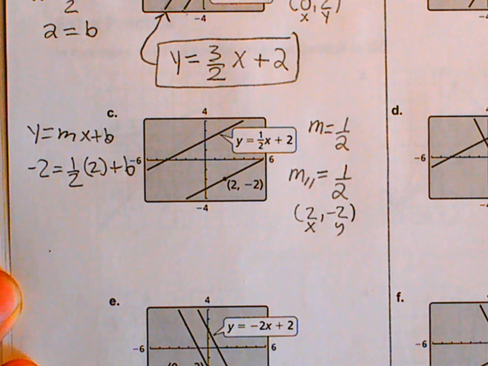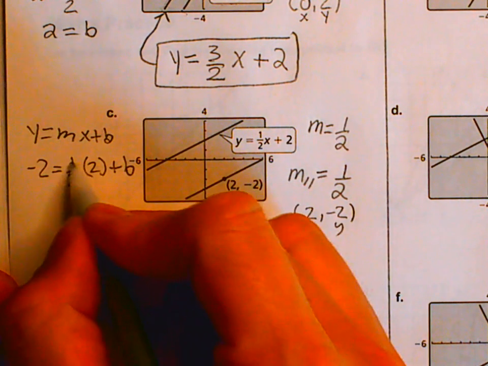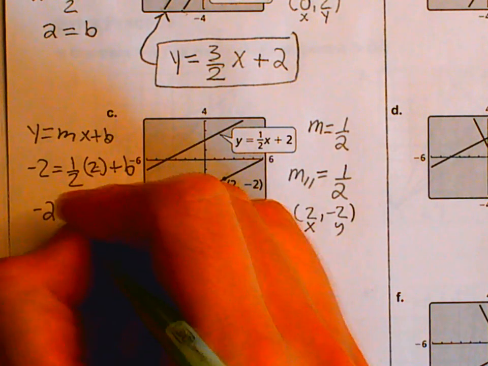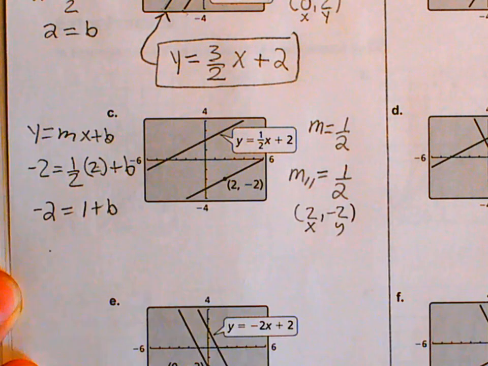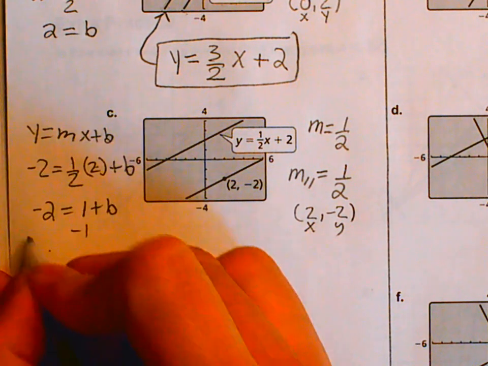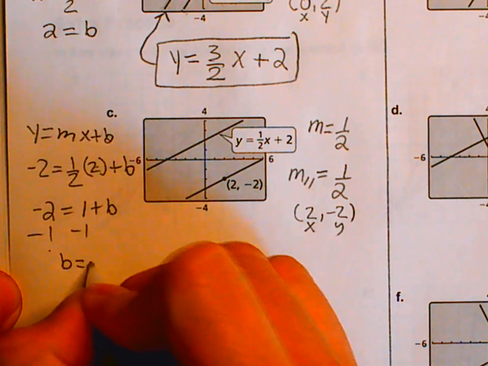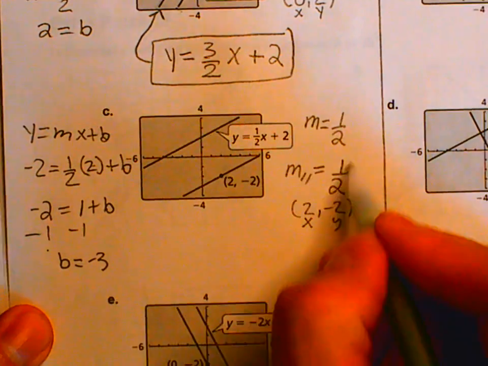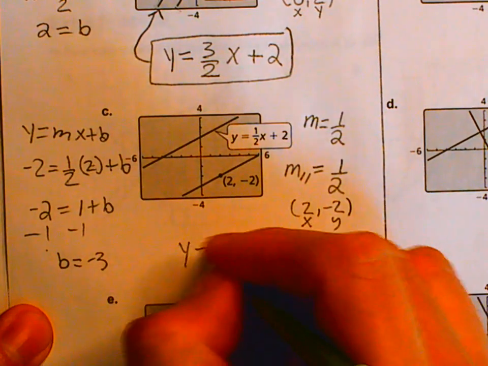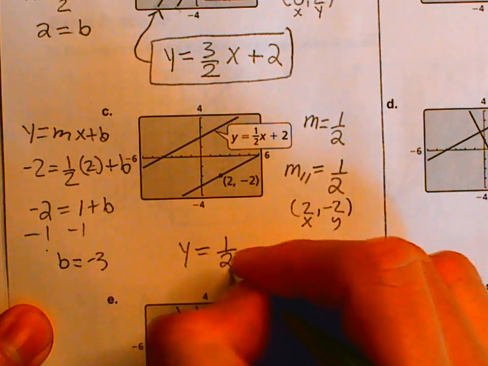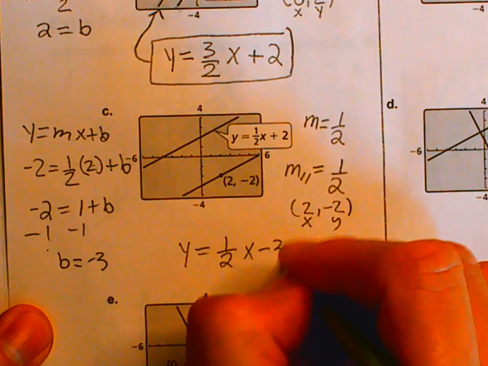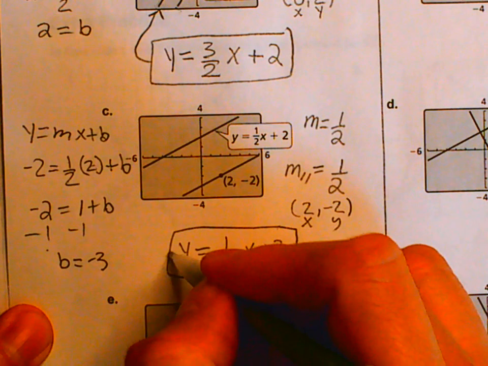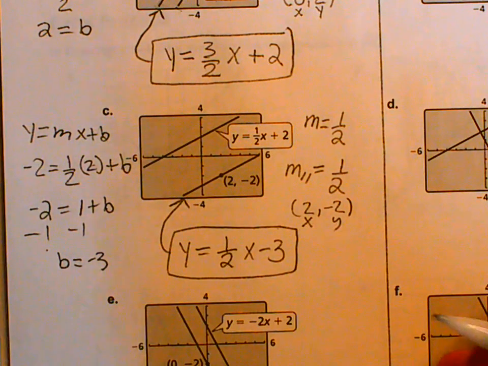Okay? So now I multiply. 1 times 2 is 2 divided by 2, that's 1. So that's -2 equal to 1 plus b. I subtract 1 from both sides, and I get b equals -3. So with that y-intercept and that slope, I can write my equation now. And that equation is the equation of that line.